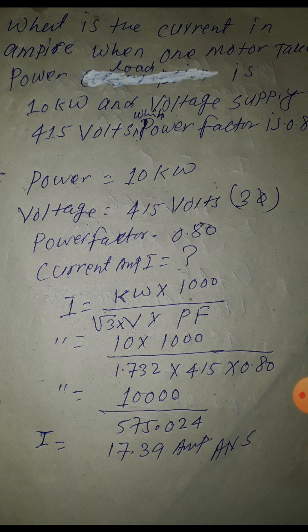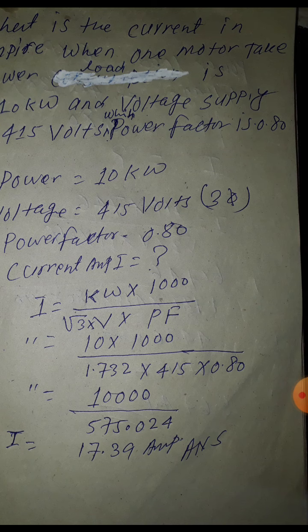So this motor's total power is 10 kilowatts, and 1 kilowatt has 1000 watts, so multiply by 1000 to convert kilowatts to watts, and divide by root 3 into voltage and power factor. After dividing, the result is 17.39 amps. So this motor takes 17.39 amperes.